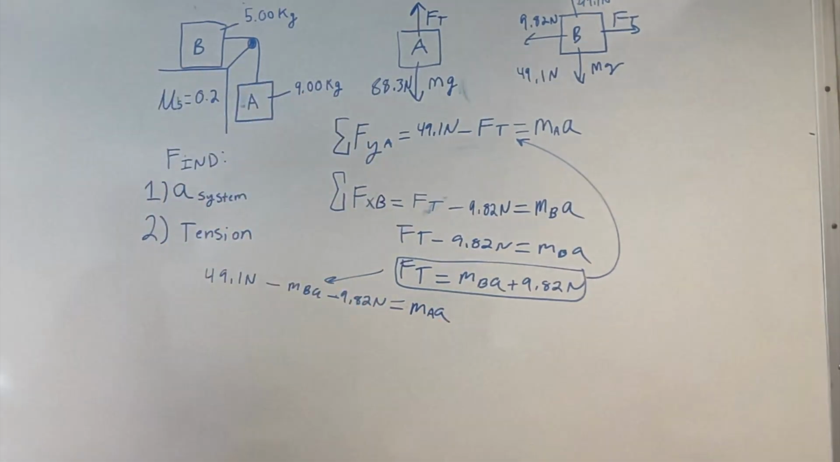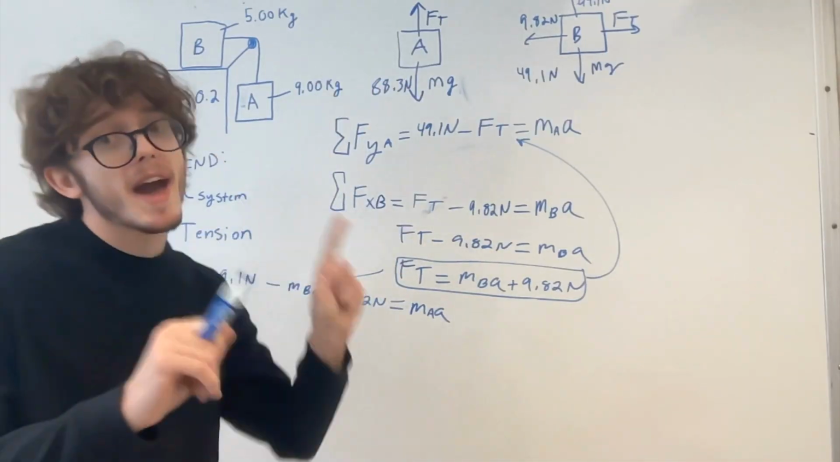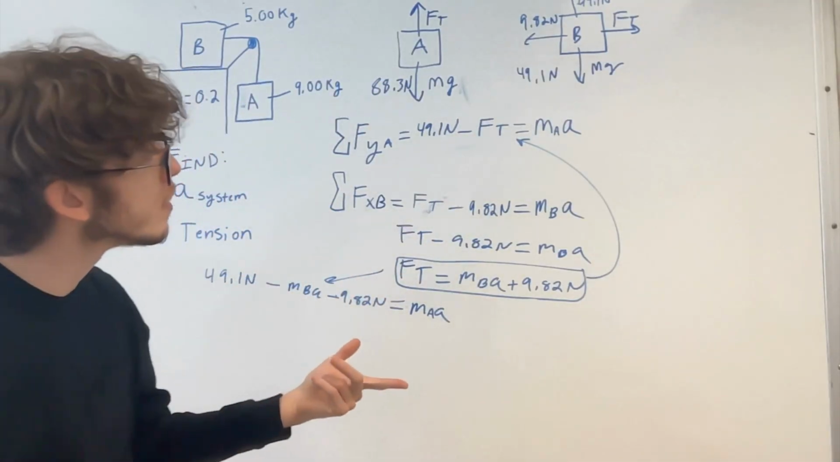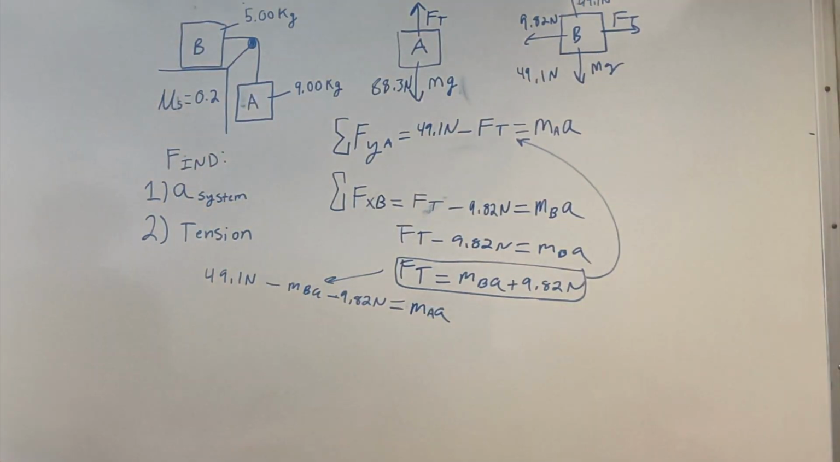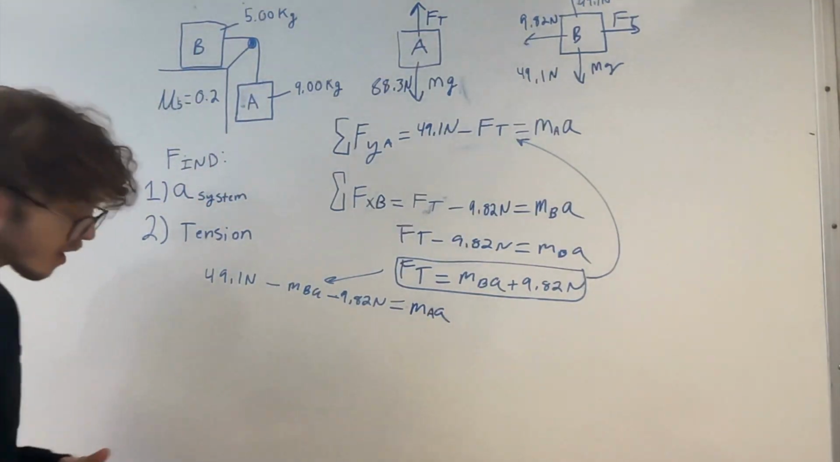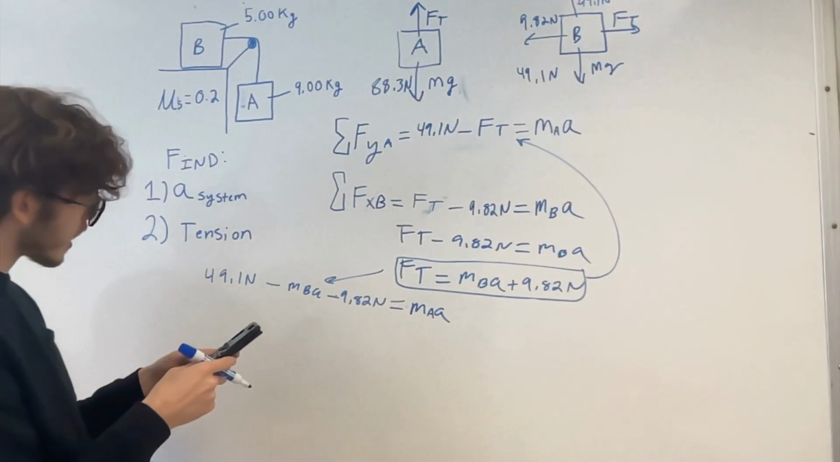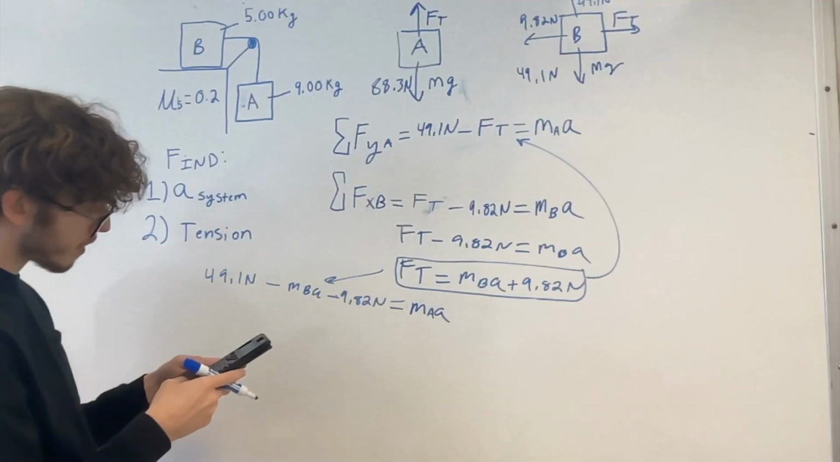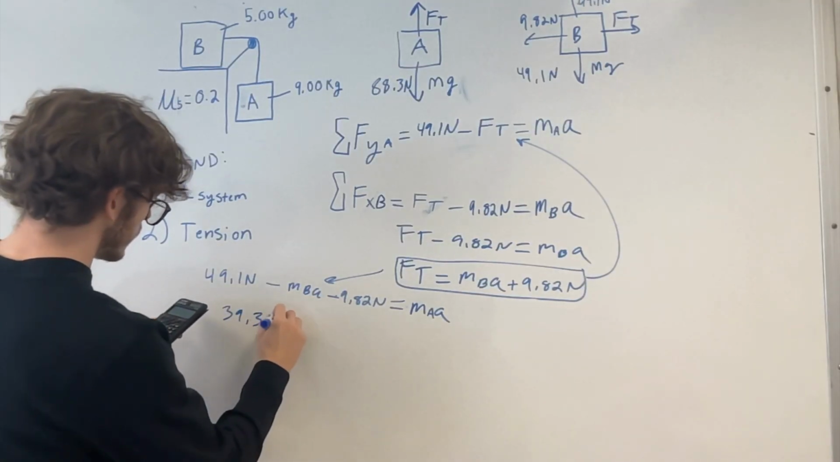So all we did is we substituted. We said the force of tension is equal to this term here. So it is mathematically possible and equivalent to plug it in for the force of tension there. So now let's rearrange some variables, right? We can combine like terms. We have newtons here. So 49.1 minus 9.82, that gives us 39.3 newtons.